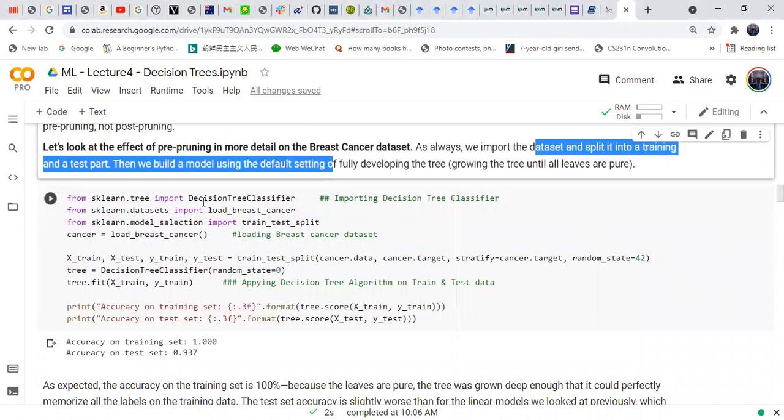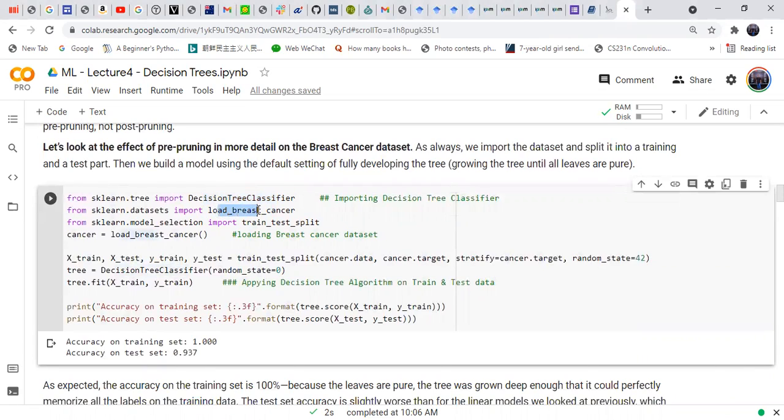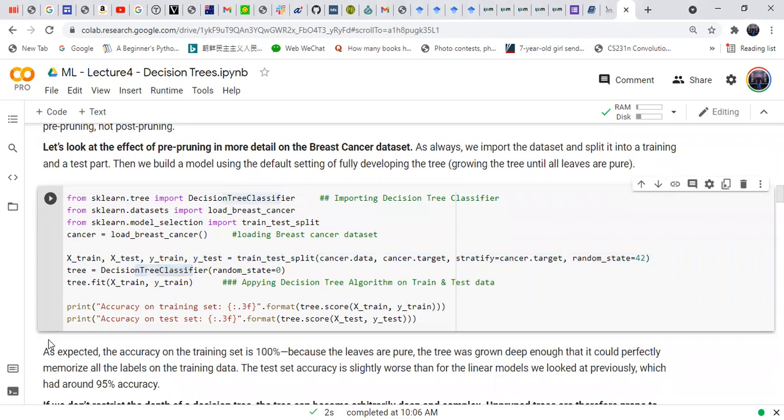Here we import the DecisionTreeClassifier from sklearn, load the breast cancer dataset, and import train_test_split. Then we load the dataset into a cancer variable object and split it into train and test. Then we create an object of the DecisionTreeClassifier and apply it on the training and testing data.